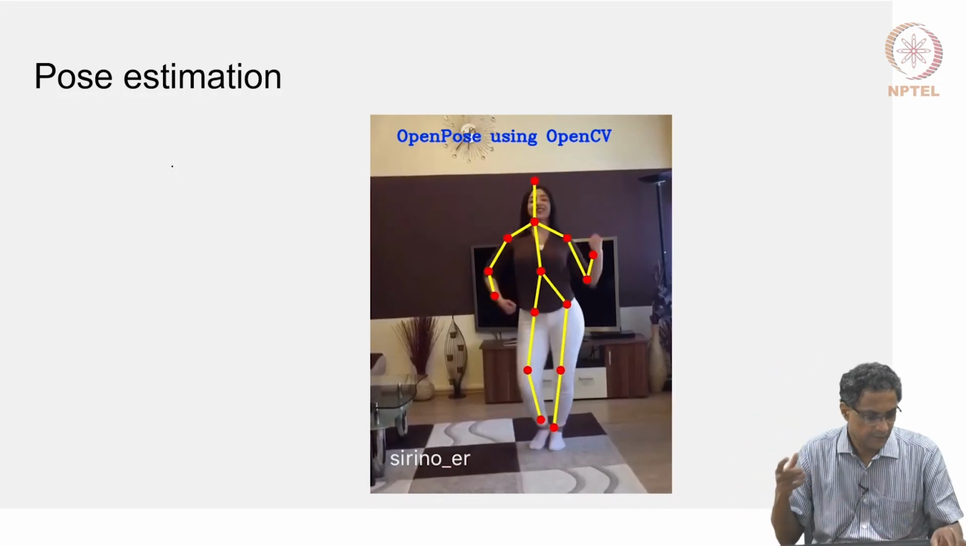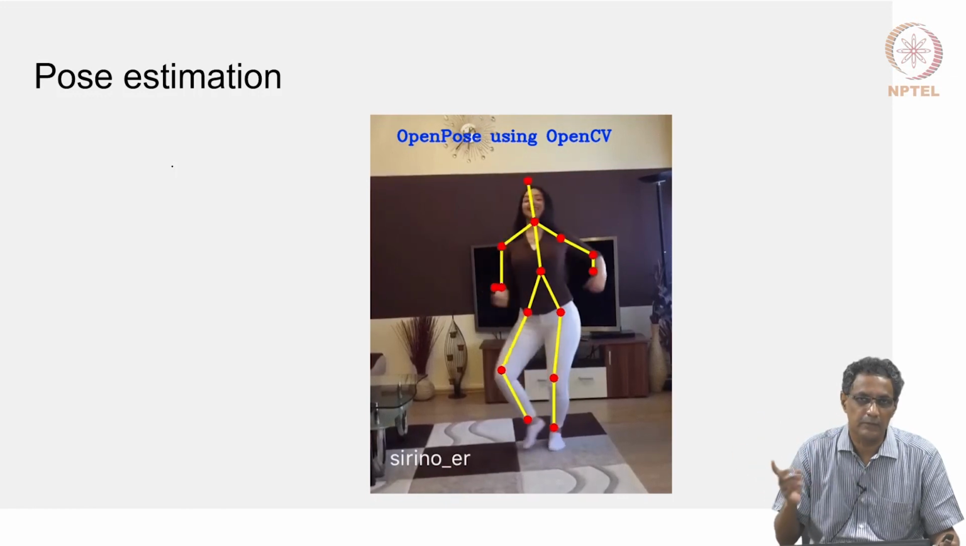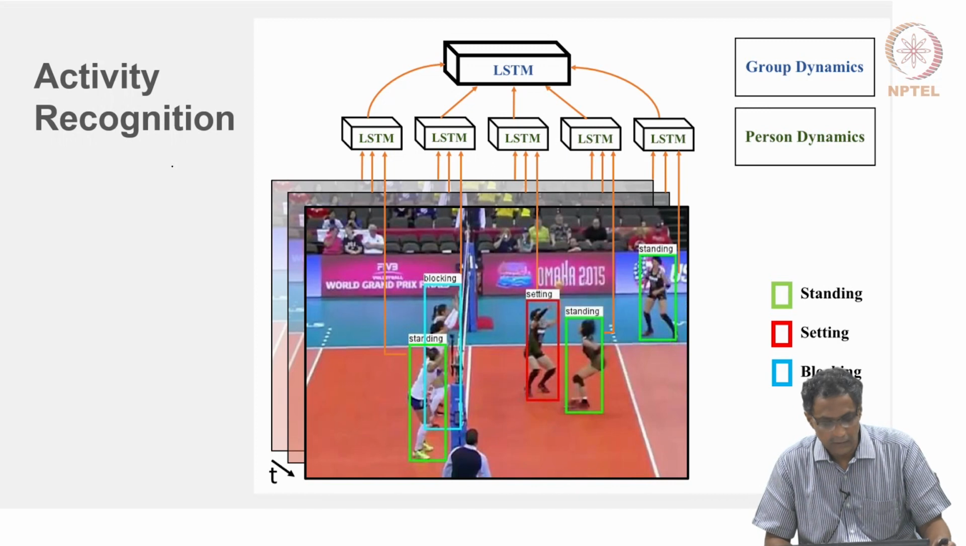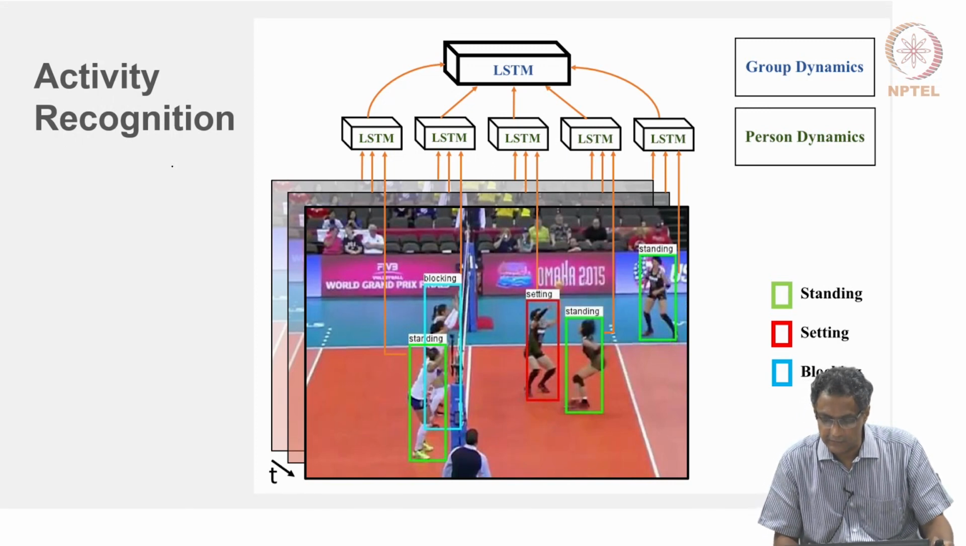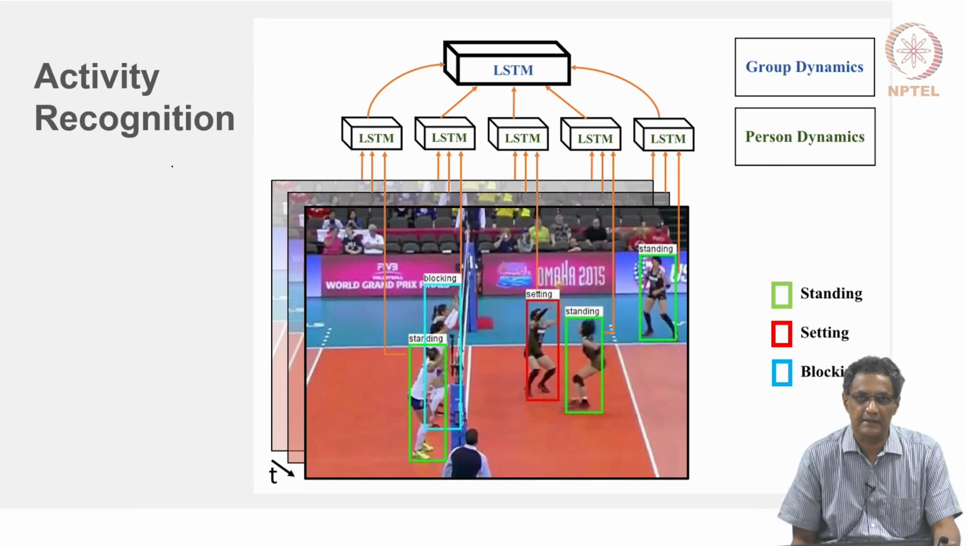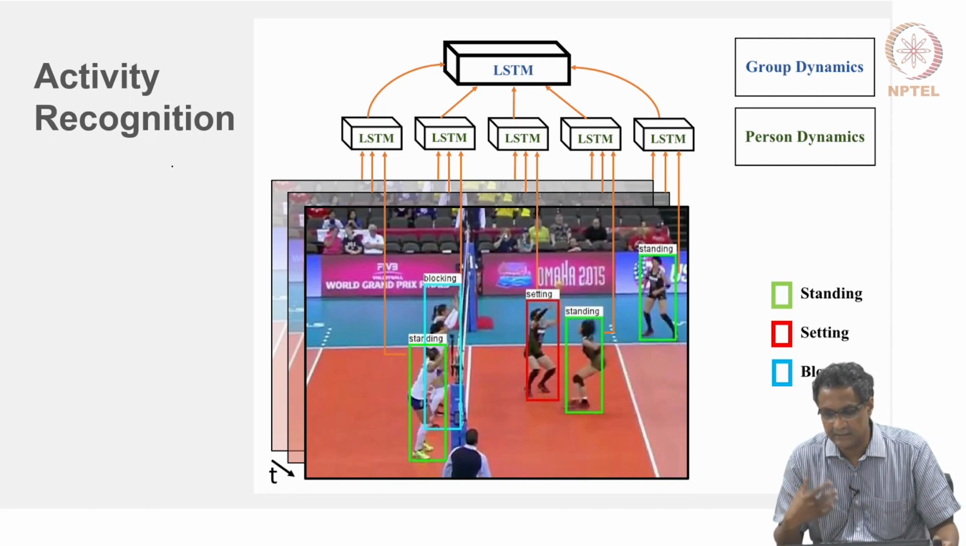So again, the application area could vary, and the kind of challenges that you then face would also vary. Then you can have activity recognition. Ideally, activity is more like a video thing. Here it's actually a still image shown, but ideally it's a video. It's an activity of somebody jumping, somebody standing, and things like that.